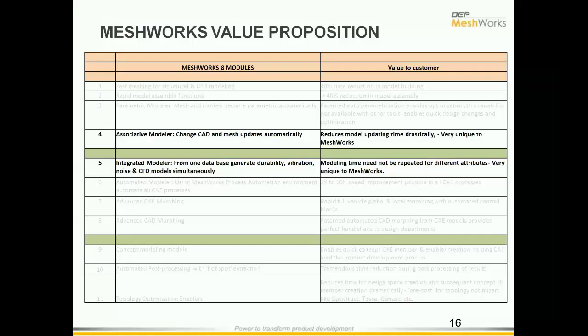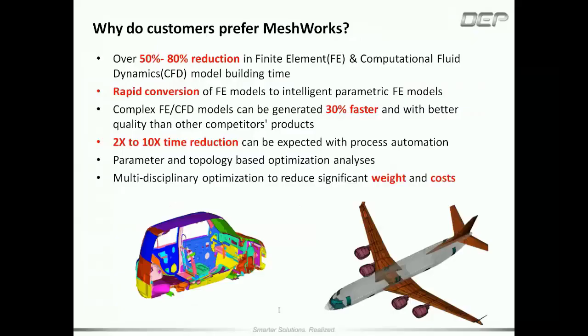As a customer, what is the value that you can expect? As I summarized earlier, modeling time reduction is a very important benefit that you will get. And you are able to handle multiple discipline models based off a single CAD database, and also you have an option to update your mesh if the CAD gets updated. So these are pretty interesting things for powertrain users as well as the body structure users.